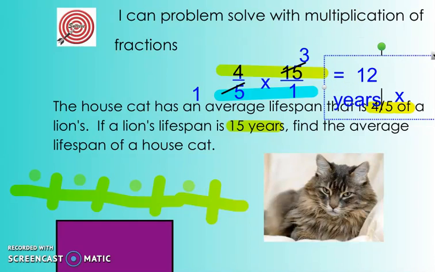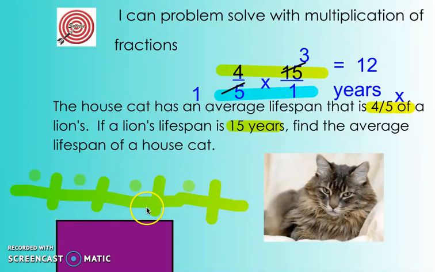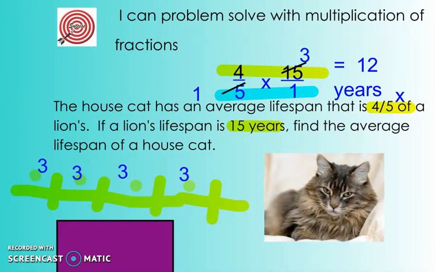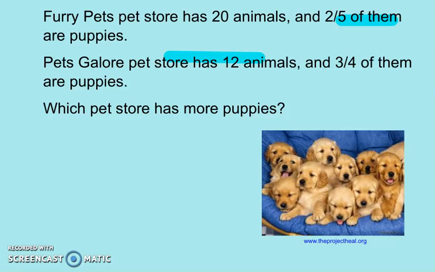That's the average. I could even have looked at our drawing and noticed that if I separate 15 into 5 equal parts, there are 3 in each part. So 3 plus 3 plus 3 plus 3, or 3 times 4, is 12. And that's where my 12 years would come from. Okay, so now let's look at another problem.